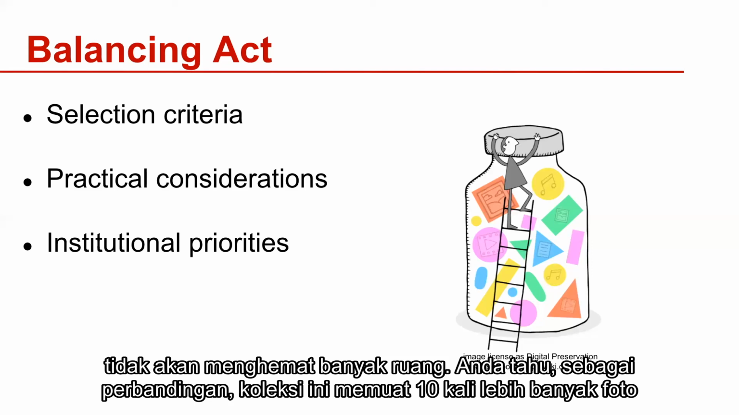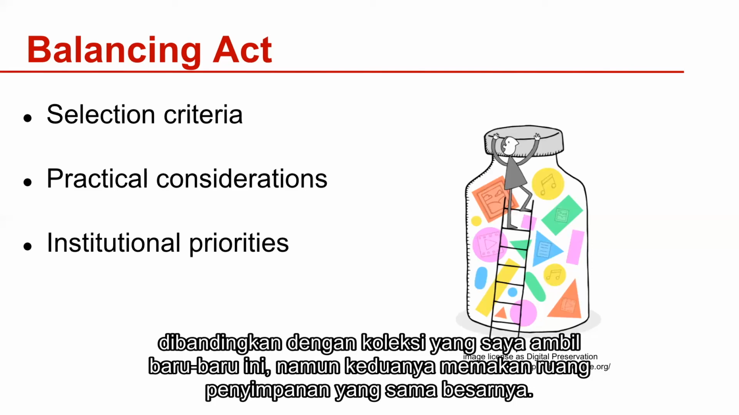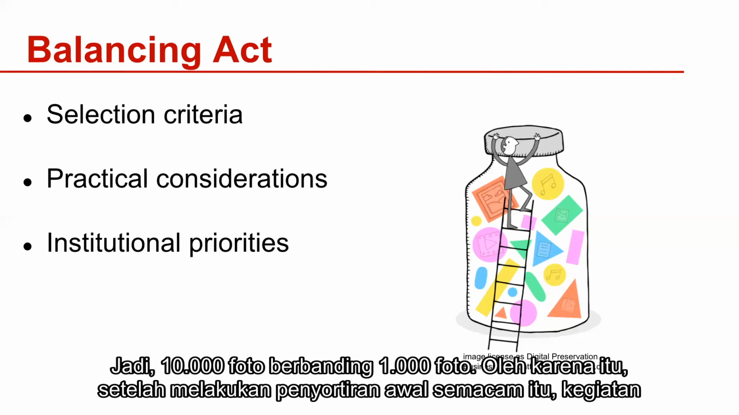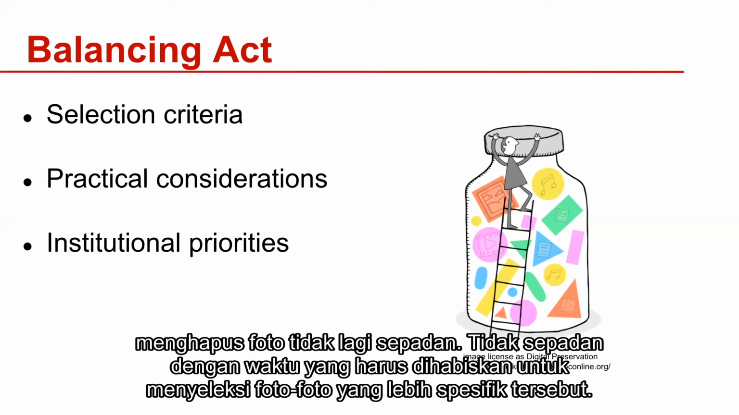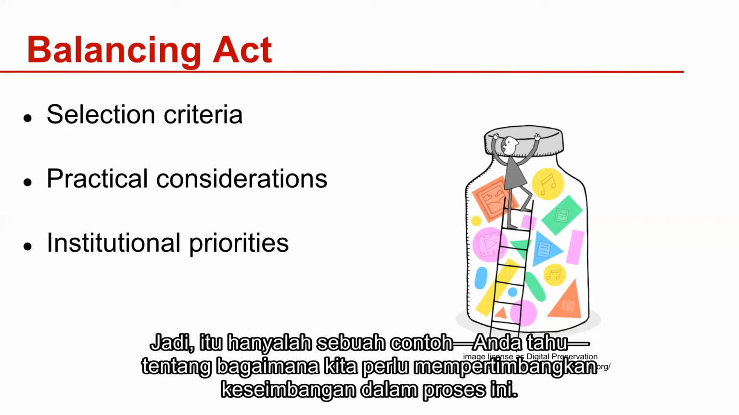In comparison, this collection had 10 times more images than a more recent collection I took in, but it took up the same amount of space. So 10,000 images versus 1,000 images. After that initial weeding, it wasn't worth deleting anymore. It wasn't worth the time to select those more specific images. So that's just an example of looking at the balancing act.